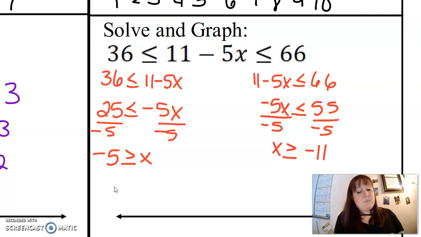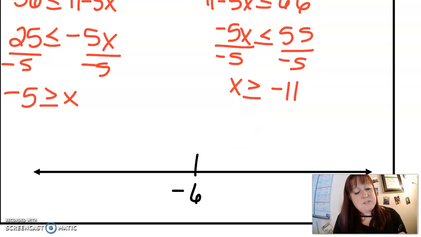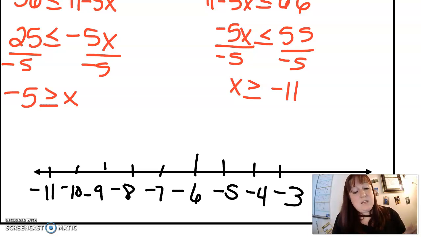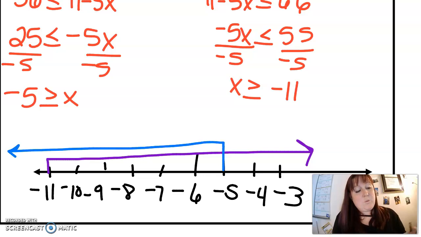So if you think about this on the number line, x is less than or equal to negative 5 would make this true, and x is greater than or equal to negative 11 would make this true. So where are they both true? They both have to be true. Okay, so here I have negative 7, negative 6, negative 5, negative 4, negative 3. Greater than negative 11 would be this way, right? And then less than negative 5 would be this way. So where are they both true? They're both true right where they overlap, right?